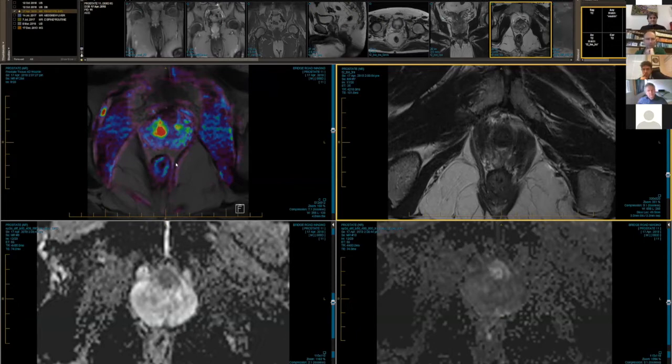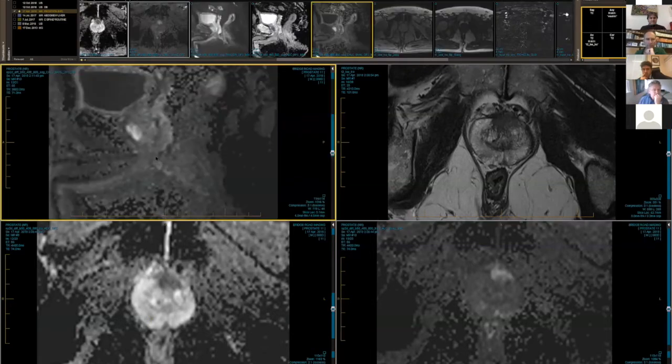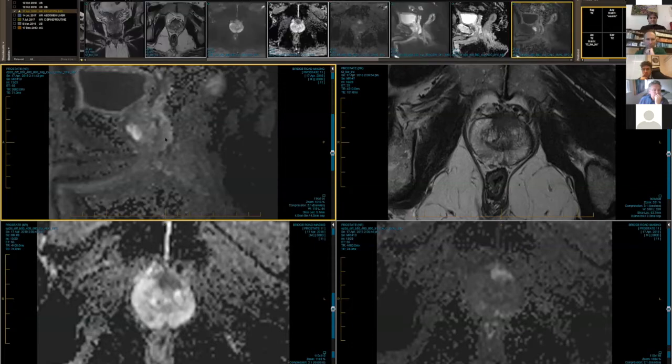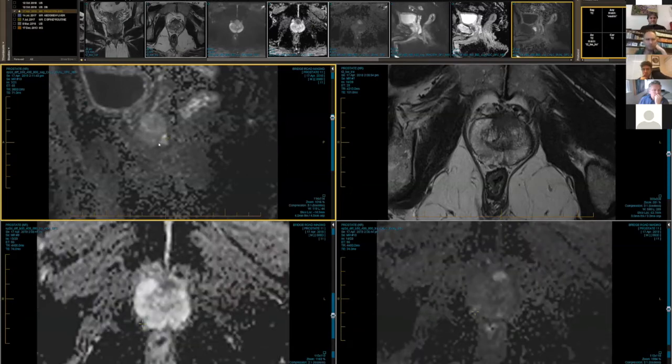If you look on the sagittal high B value images, it is here. So it's bright on the high B value of the sagittal T2. It's quite hard to see on the T2s, but you can see it here and here. And that's also dark on the ADC and does not enhance with contrast. So in retrospect, that's a PI-RADS 4 lesion, but it was not originally reported. So you can see, again, the complexity. I mean, this is even reported by an expert of thousands of cases.